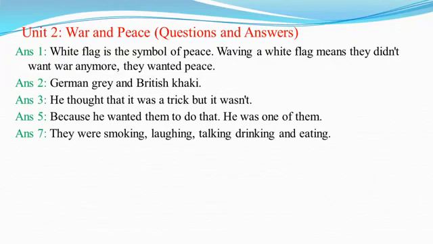Now question number 3: Why did Jim, the writer of the letter, tell his men to keep their heads down? The answer is he thought that it was a trick, but it wasn't. Now question number 5: Why did Jim not stop his men walking out into no man's land? The answer is because he wanted them to do that. He was one of them.